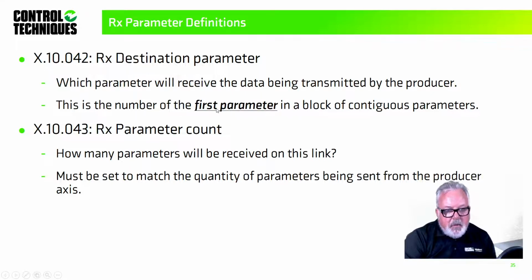So that must match what the transmitter is, this must match the parameter count. If I'm sending 5, I have to receive 5. And I have to put those 5 here first. So destination parameter, and then the number of subsequent parameters that will also be included in that link.